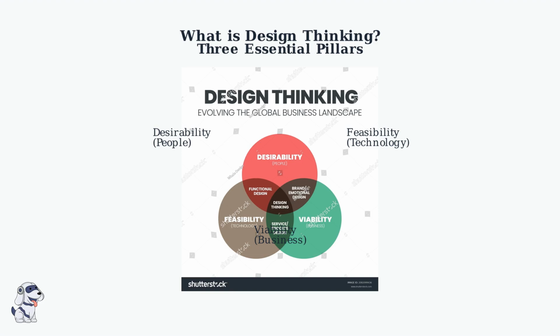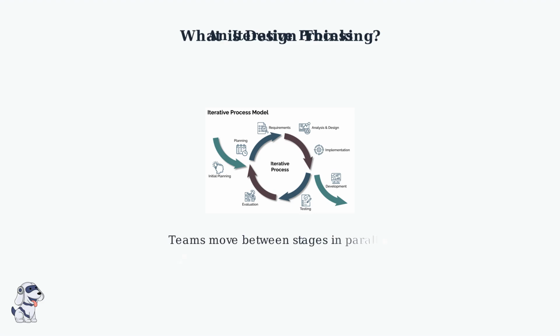Design thinking balances three essential pillars: what people desire, what technology makes feasible, and what business makes viable. Desirability focuses on what people want and need. Feasibility considers what technology can deliver. Viability ensures business sustainability. Unlike linear processes, design thinking is iterative. Teams move between stages in parallel, out of order, and repeat steps as they gain new insights.